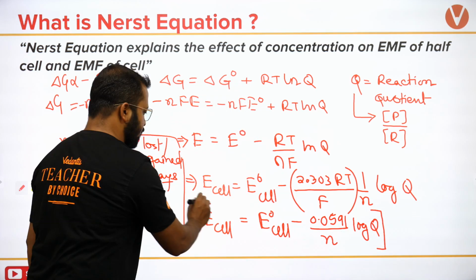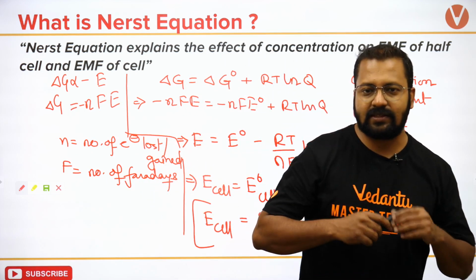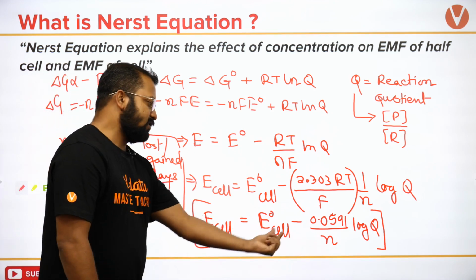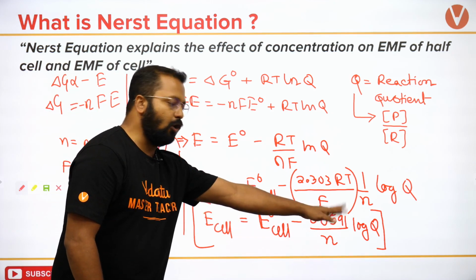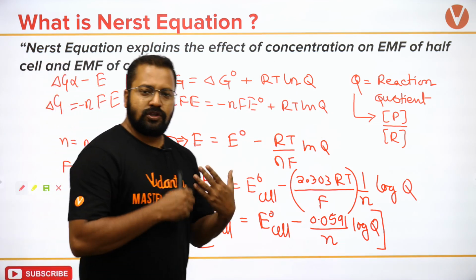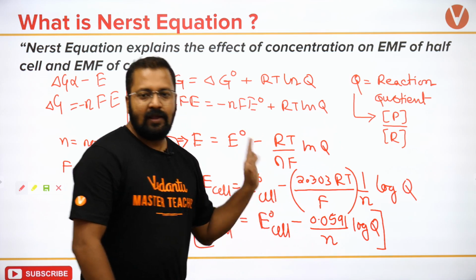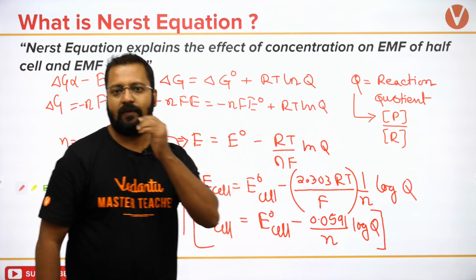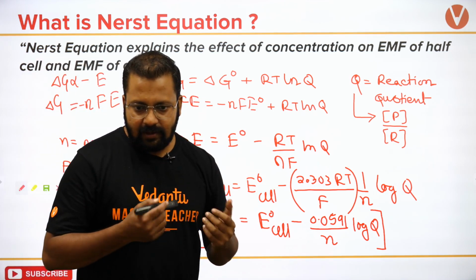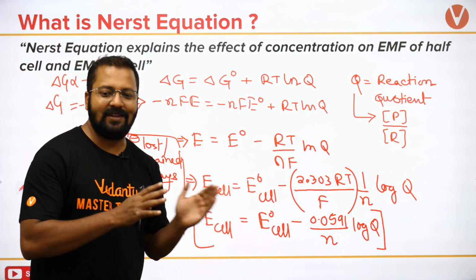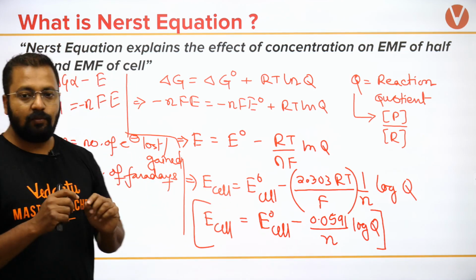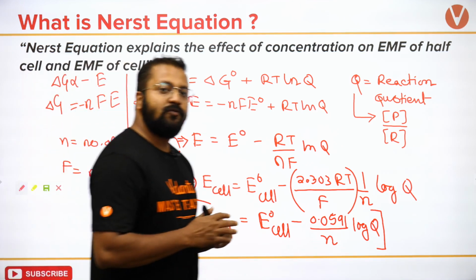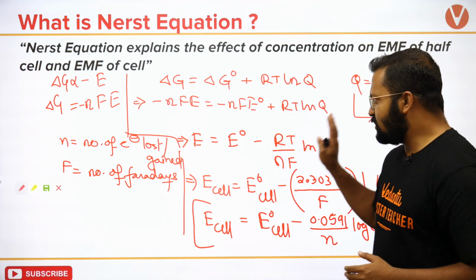This is our Nernst equation, guys. Nernst equation is not difficult. Remember: E cell equals E naught cell minus 0.0591 by N log Q. In many JEE questions, 0.0591 or 0.059 is approximated as 0.06. Is N the number of moles in the Nernst equation? No, N is the number of moles of electrons in the Nernst equation. Clear?